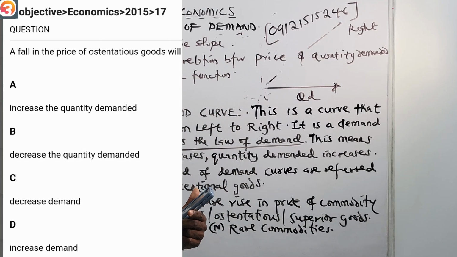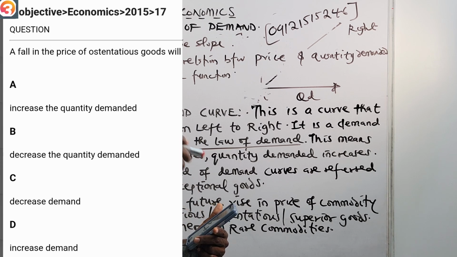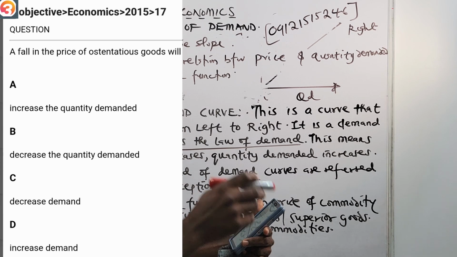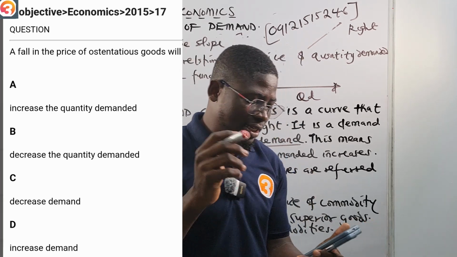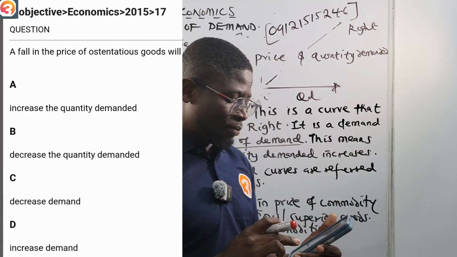Now, we are talking about ostentatious goods, which are the luxurious goods. We have said that for this abnormal demand curve, as price is increasing, quantity demanded is increasing. So if price is falling, quantity demanded will also fall. All right, so a fall in the price of ostentatious goods will lead to a decrease in the quantity demanded. That's why option B is correct.